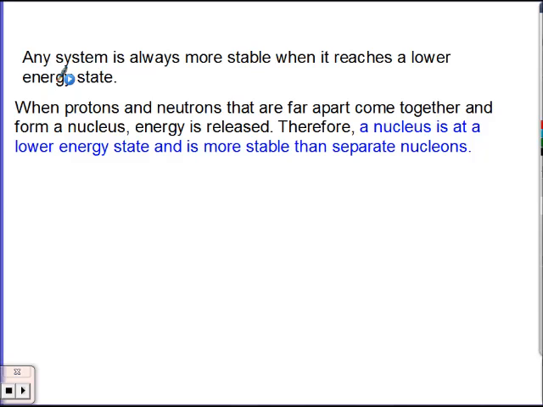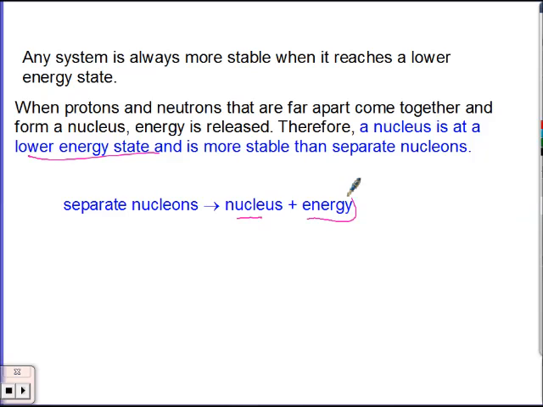We know that if you had a proton floating around in space, it's not very stable until it reaches something else and can react to form a nucleus, which is more stable. If 2 protons ran into each other, you'd have to have a more stable state for them to stay together. So we get to a lower energy state in order to make them more stable. Separate nucleons, when they form a nucleus, give off energy.